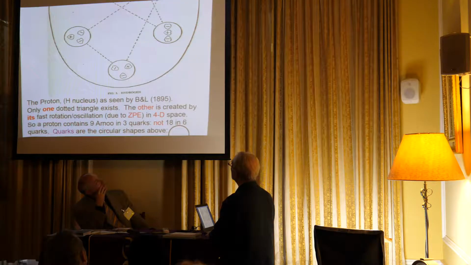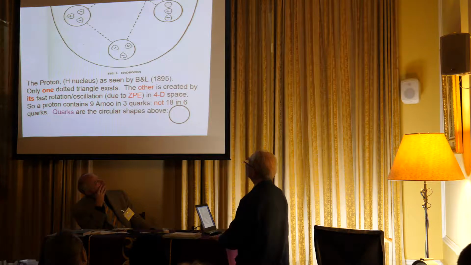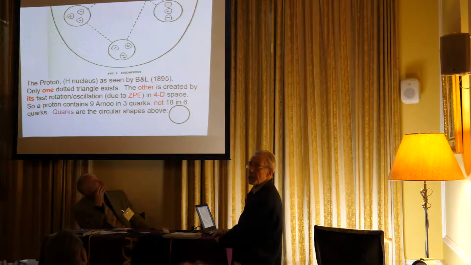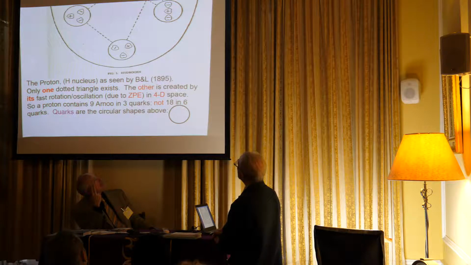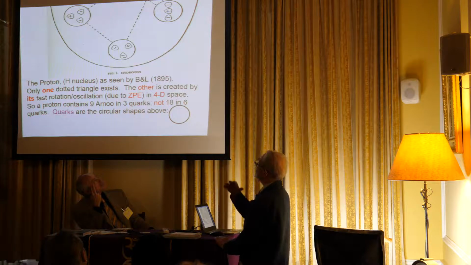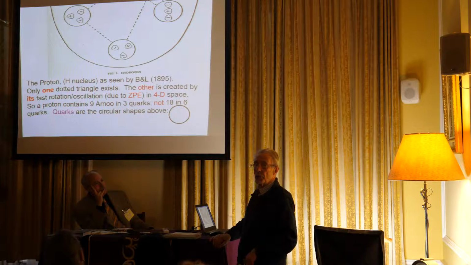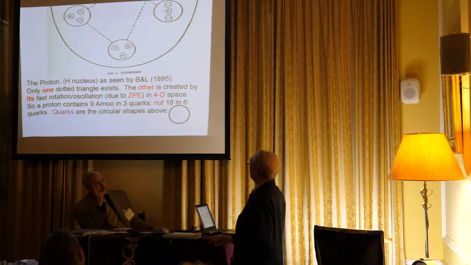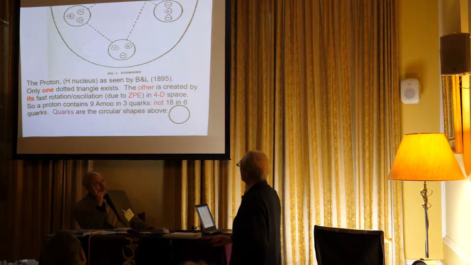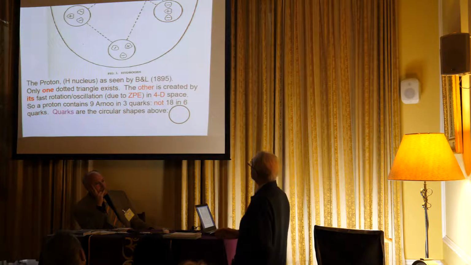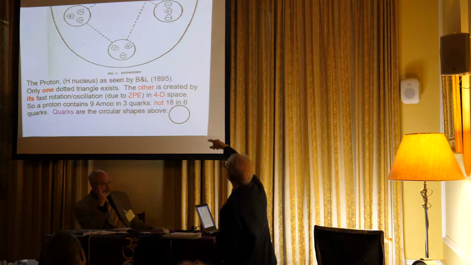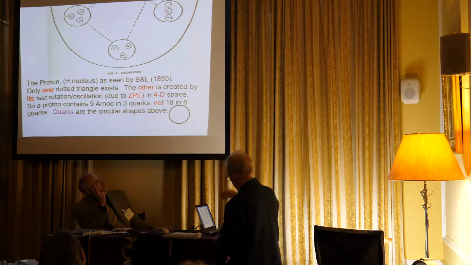Now, so just going back over this. They saw this in 1895, or reported it in 1895, very impressive. Only one triangle exists, the other is created by its fast rotation in 4D space, due to zero-point energy of quantum theory that wasn't even discovered when they did their research. So a proton contains 9 Anu in 3 quarks, not 18 in 6 quarks. And the quarks are the circular shapes in that diagram above there.